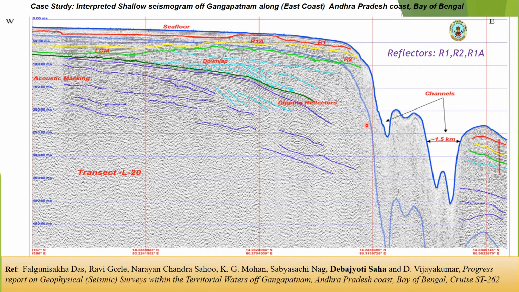And the geological section has already beautifully delineated the channels, the different subsurface reflectors, the different geological events, the truncation phenomena, that is downlap. Acoustic masking means there is no signal. There is some area where the ray is not being penetrated, and we need to get proper signal. And there is a signature of a fault also, a geological signature. So we have a beautiful seismic section along the east coast of India in this figure.